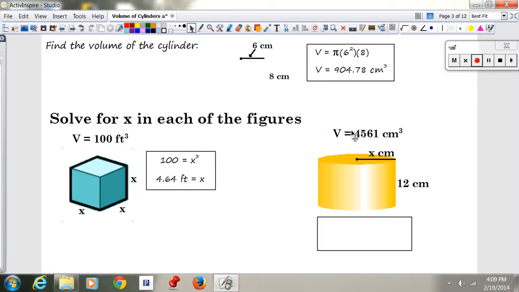Now, what if they gave us the volume of this and we got a height of 12, but we don't know the radius? Could we find the radius? Well, we would first plug in our formula. 4,561 would be my V equals pi times radius squared times h, but this time I don't know the radius. So I would want to divide both sides by 12 pi, and then I would have to square root both sides, and my radius will come out as 11. So you would simply divide both sides by 12 pi.